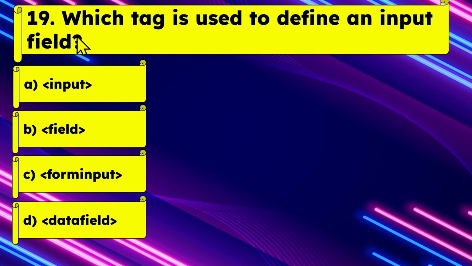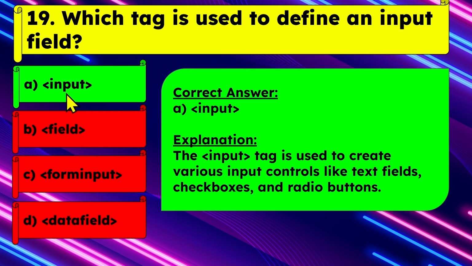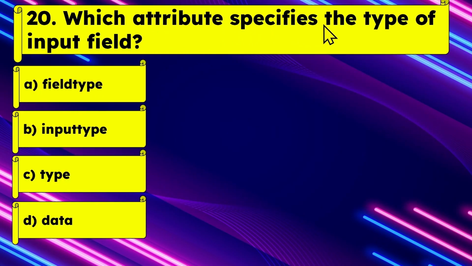Our next question is, which tag is used to define an input field? Option A input tag, option B field tag, option C form input tag, or option D data field tag. So here the correct answer will be option A input tag. As you can see, the input tag is used to create various input controls like text fields, checkboxes, and radio buttons.